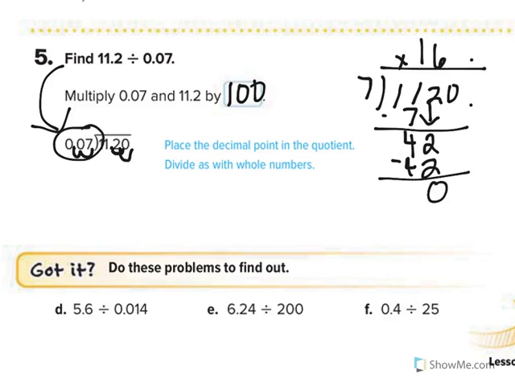Now, you can't stop there, because notice you still have a number in your dividend that needs something over it in your quotient. So you can bring down this 0 and say 7 goes into 0, 0 times. 0 times 7 is 0, you subtract and you get 0. Or you could just realize that you need to place that 0 in your quotient. So really this decimal point isn't needed because it's just a whole number of 160. So 11.2 divided by 7/100 is 160.